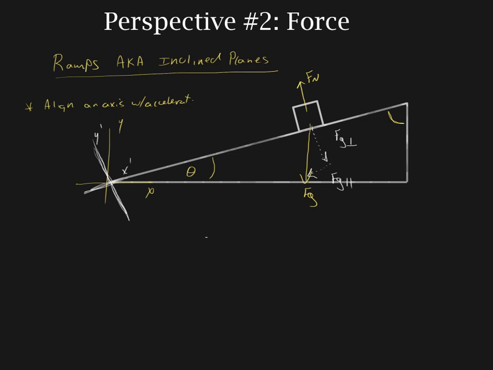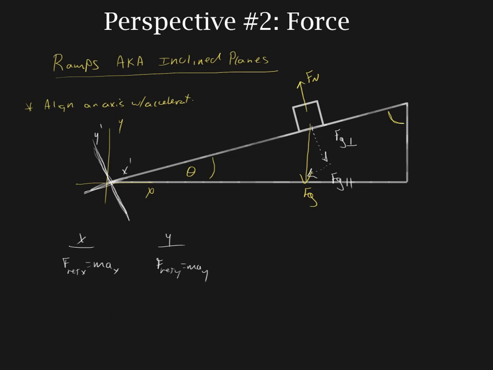Whenever we solve our problems, remember we set up Newton's second law. We have F net x is equal to m a x, and in the y dimension, F net y is equal to m a y. All we're seeking to do is help eliminate some of these terms by rotating the coordinate system.